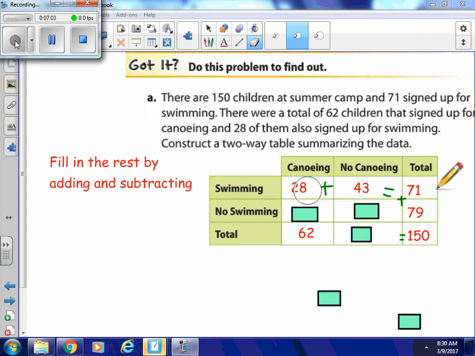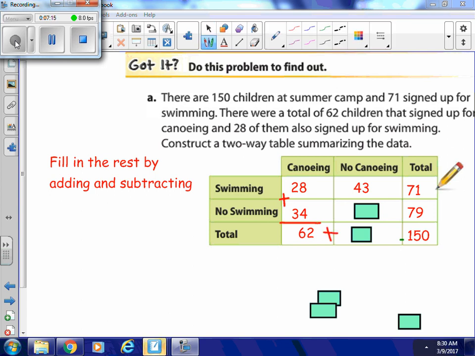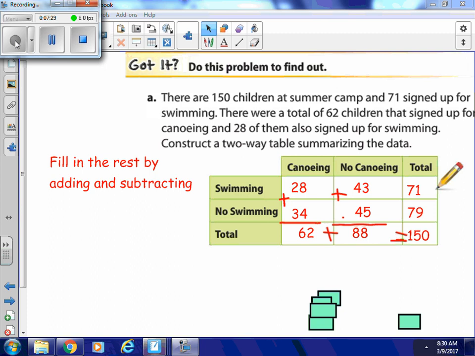Oh, I'm going to make a clean spot here. I can add up this way. 28 plus some number equals 62, and that would be 34. And I can add up this way. 62 plus some number equals 150. That would be 88. And one last way to add up. 43 plus some number equals 88, and that missing number would be 45.